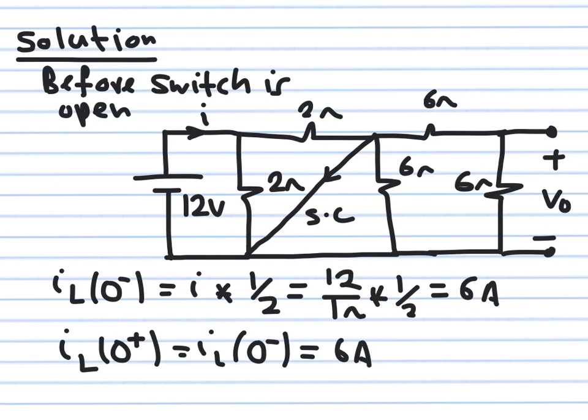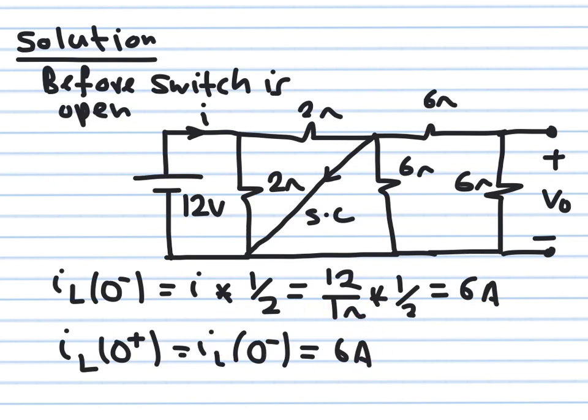And as we explained in class, the current through an inductor cannot change instantaneously. So once you open the switch, we know that the current immediately after the switch was opened will still be equal to the current immediately just before the switch was opened, and is equal to 6 ampere. Okay, so now we know the initial value we are going to use in the second stage.